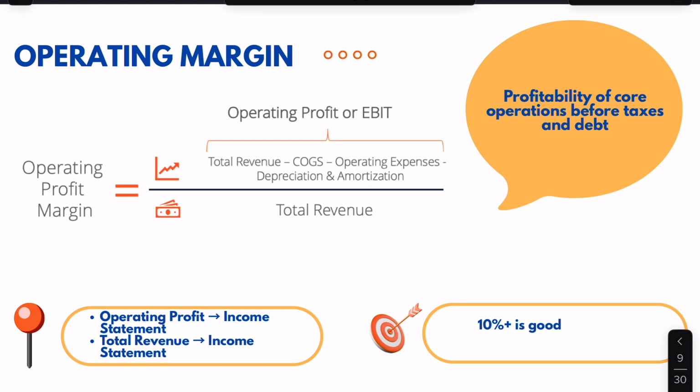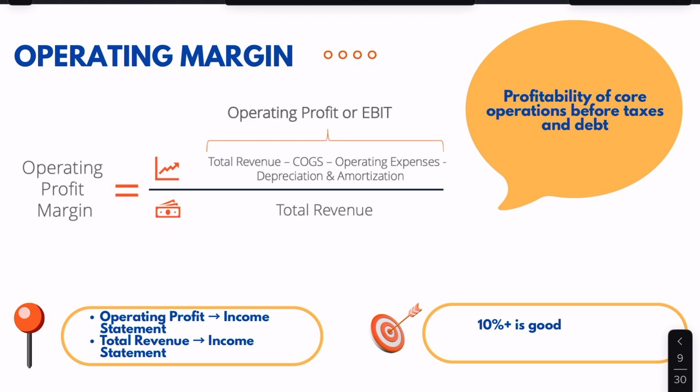Next, let's look at the operating margin. Operating margin tells you how profitable the company's core operations are before deducting interest and taxes. So the formula is operating income divided by revenue. You can find the operating income from the income statement, and the revenue also you can take from the income statement. So a good benchmark for operating margin is 10% plus.